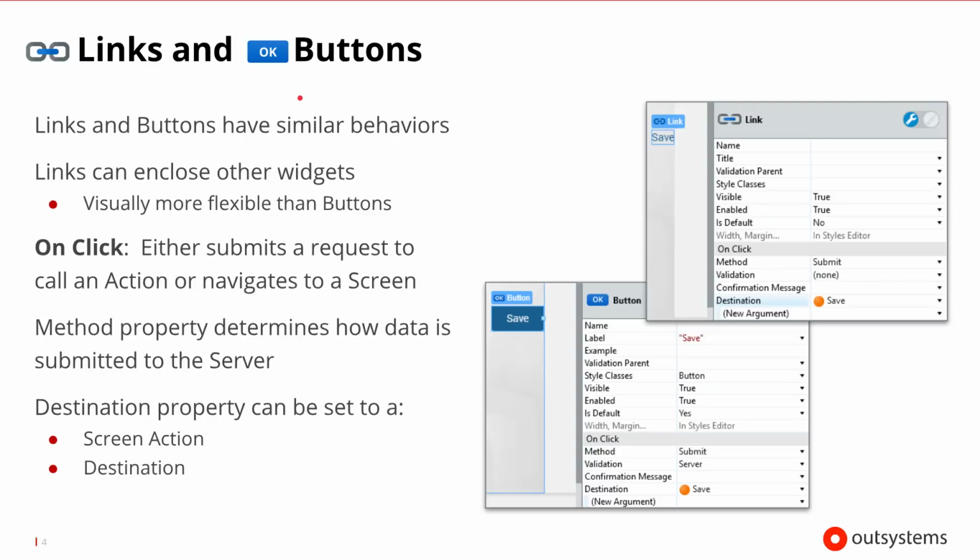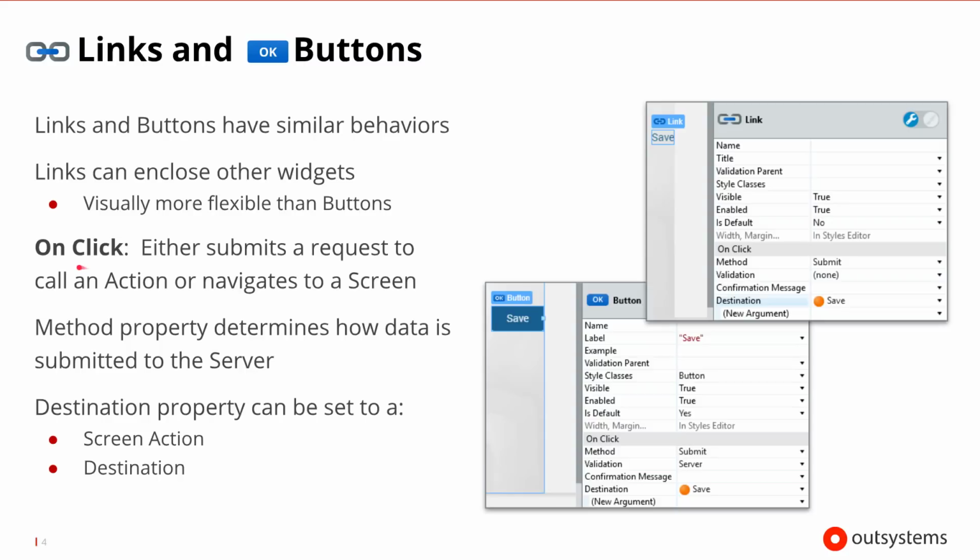So when we think about the links and the buttons inside of OutSystems, both of them will be doing the same types of things, so they have similar types of behavior. And if we look over at a link widget and a button widget, here we can see a save button and a save link, and we see that they have almost the exact same set of attributes. That's because basically they do very similar things, and the only difference is that links can enclose other widgets. So the links become a little more flexible because the button is always going to take up some space and usually have some sort of text description, where the link could look as strange or as different as we want it to look.